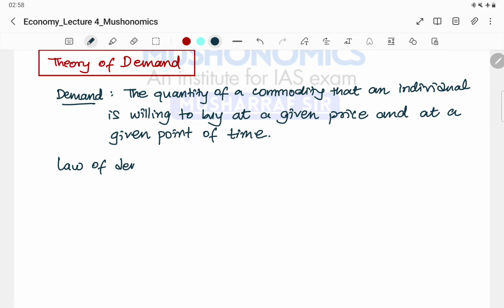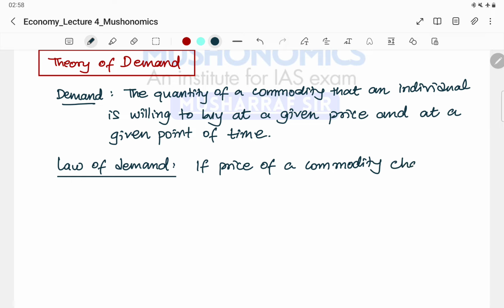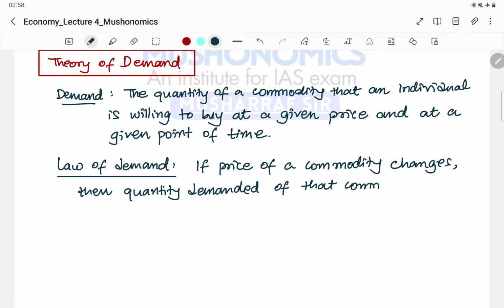Let's see what is law of demand then. The law of demand says if price of a commodity changes, then quantity demanded of that commodity changes inversely, keeping all other factors constant.